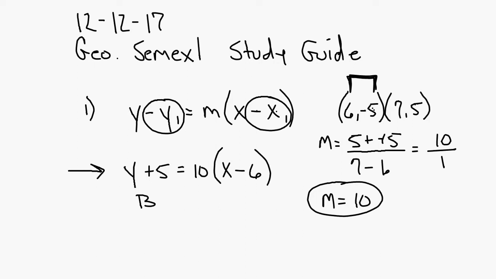So you find the slope first. The opposite of the y value given goes right here. The opposite of this x value given goes right here, and the slope goes there. And that's point slope form.